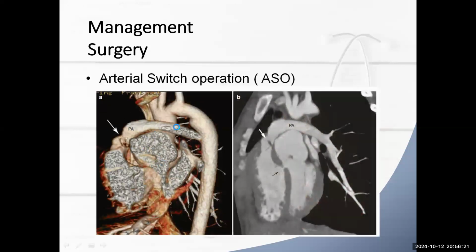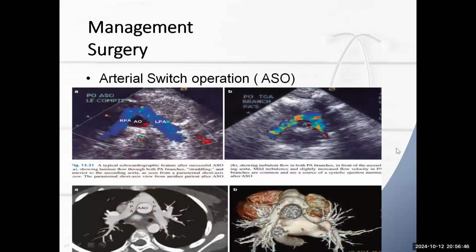The most common complication of arterial switch operation is supravalvular pulmonary stenosis at the site of the resection of the arteries and reconstruction and reimplantation. At the site of these sutures, some patients have obstruction, so supravalvular pulmonary stenosis in the new pulmonary or supravalvular aortic stenosis in the new aorta is the most common complication. Also, we have the complication of stenosis of one of the branches.